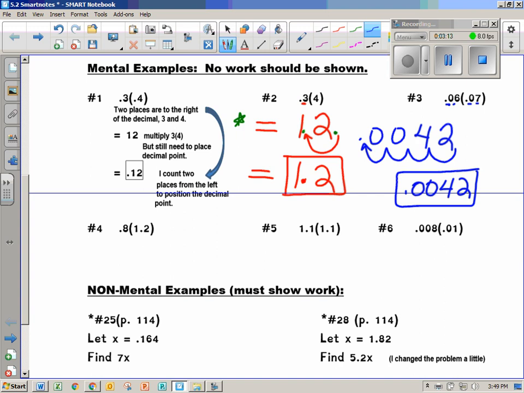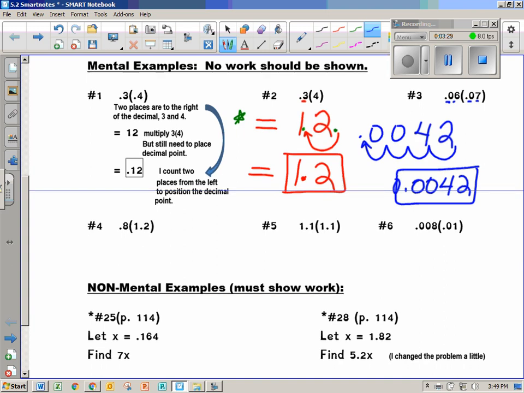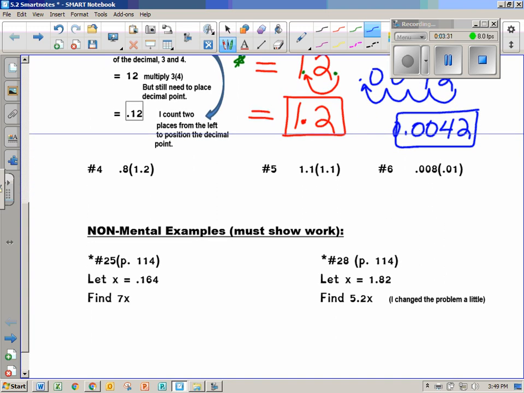Let's back up to number 2. This one would be read 1 and 2/10. And while we're in this unit, we'll just say 1.2 and 0.0042. I'm trying to break my bad habit of not putting a 0 in front of the decimal. I'm trying to learn to do it, but it's not really 100% necessary. I certainly won't take off if you don't put it, but I'm going to try to. All right, let's keep going here.